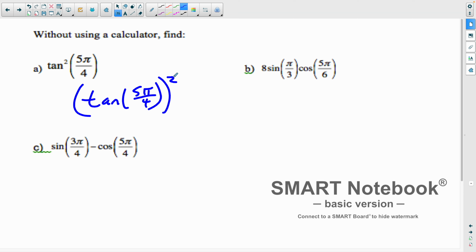Wait, that one doesn't matter because it's undefined either way, right? What do you mean? Or I was thinking that was 5 pi over 2. I got you. If that was the case, then you're right.